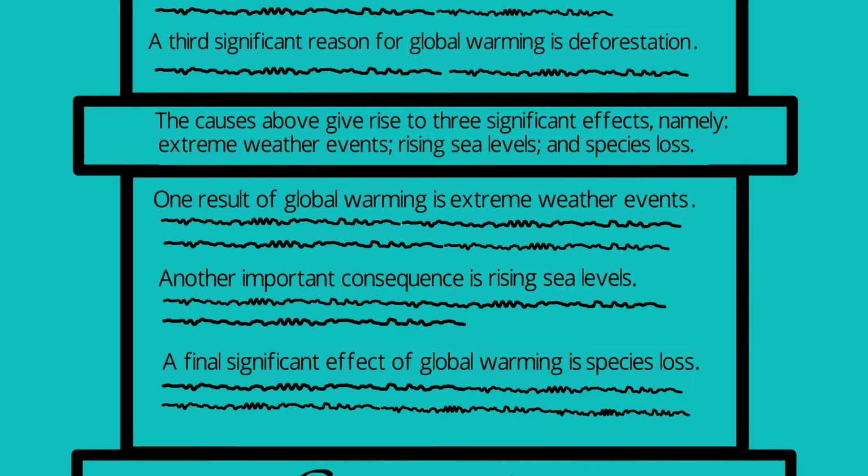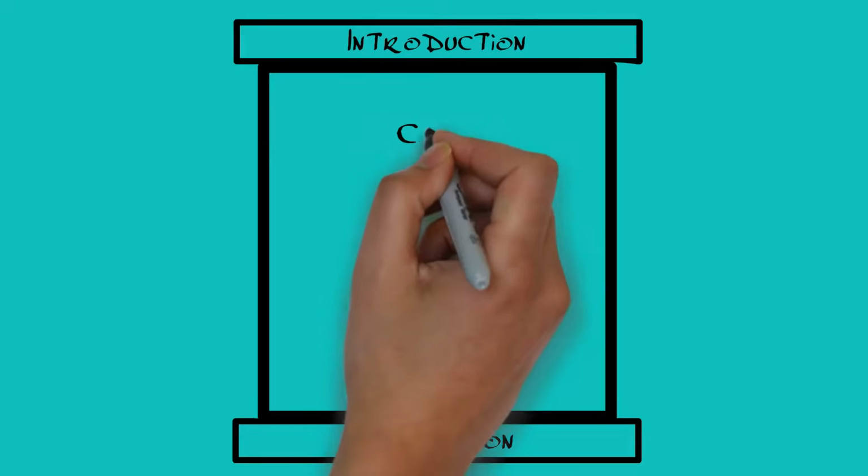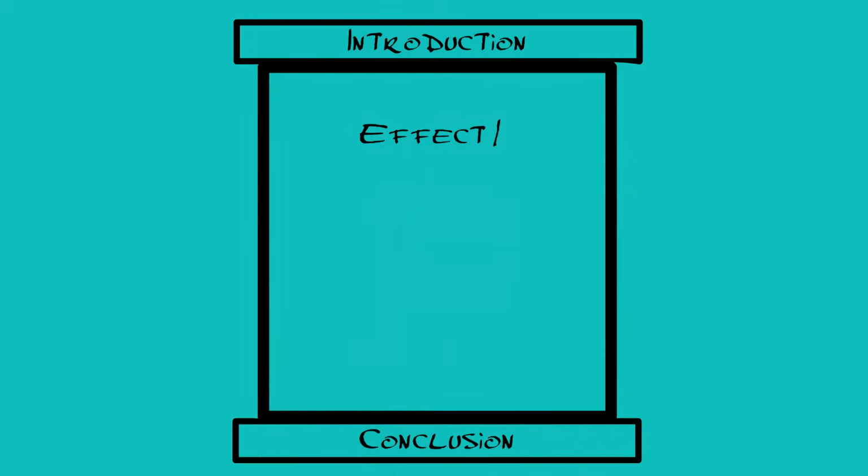I said before that we can have an essay that only looks at causes or only looks at effects. And the structure for that type of essay is very simple. For this type of essay we need to use a block structure, but in this case there is only one block. So if it's a causes only essay, we will have cause 1, cause 2, cause 3, and so on. If it's an effects only essay, then effect 1, effect 2, effect 3, and so on.